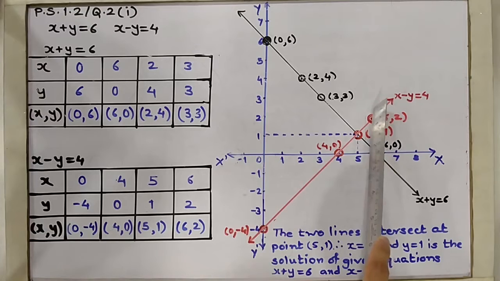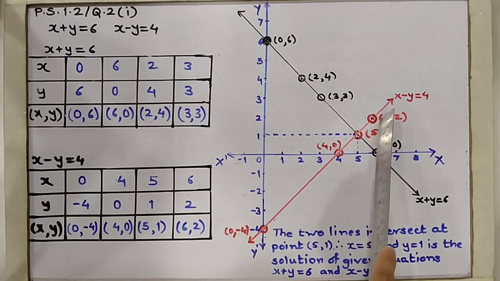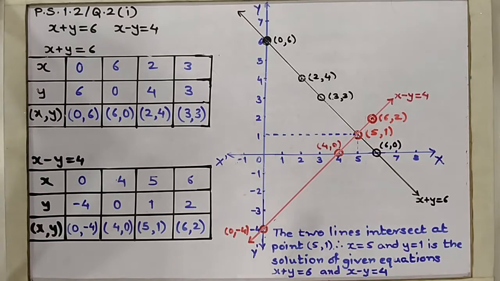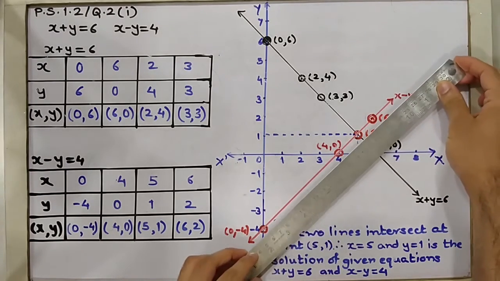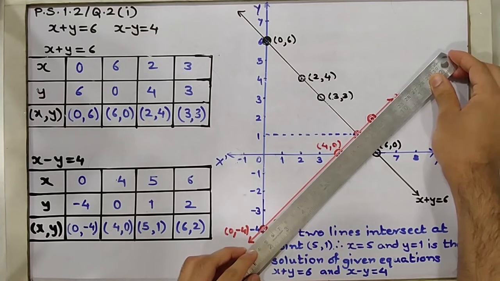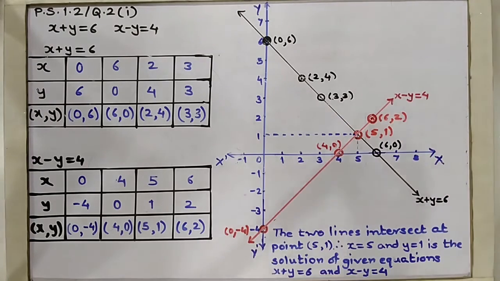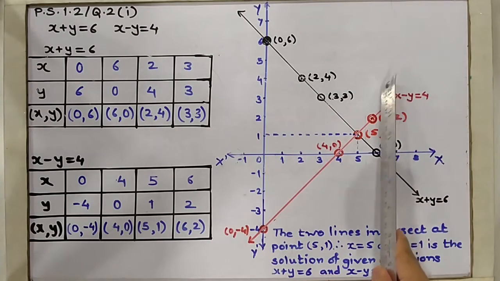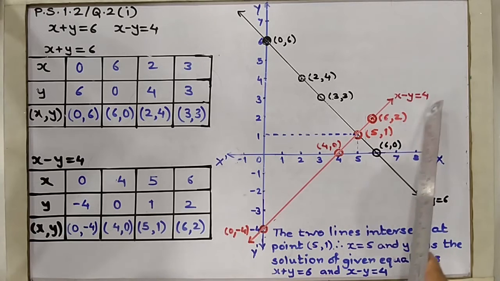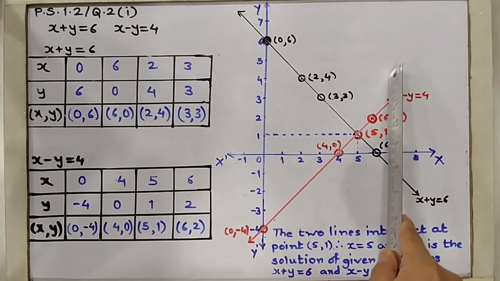So over here the point is 6 comma 2. Now we have plotted all the 4 points for the second equation. So we'll join them. You can see that after joining the points we get a straight line. We'll immediately number this as the equation x minus y is equal to 4.